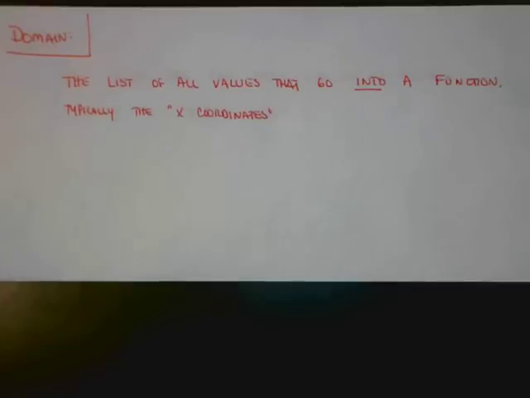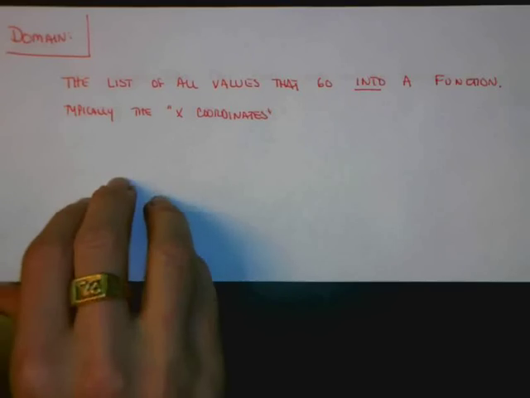Next is domain. The domain is the list of all values that go into a function. Typically, these are the x-coordinates when we graph the points on a function.